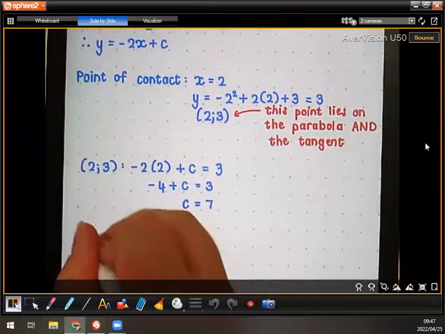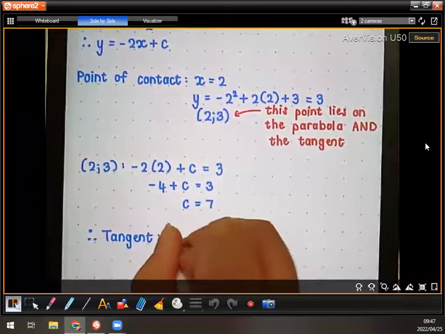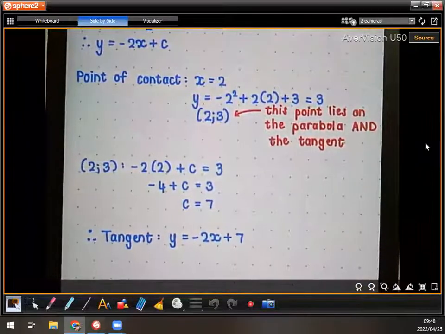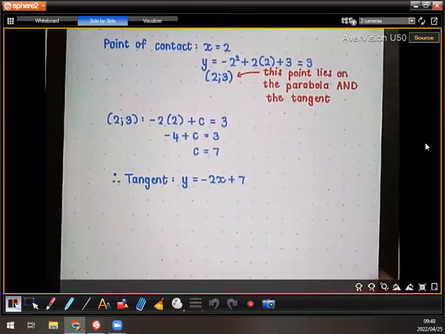All right, so what is the equation of this tangent? Yes, good. y equals negative 2x plus 7. Any questions, guys? I'm just going to write down the steps quickly so that we have them written down.